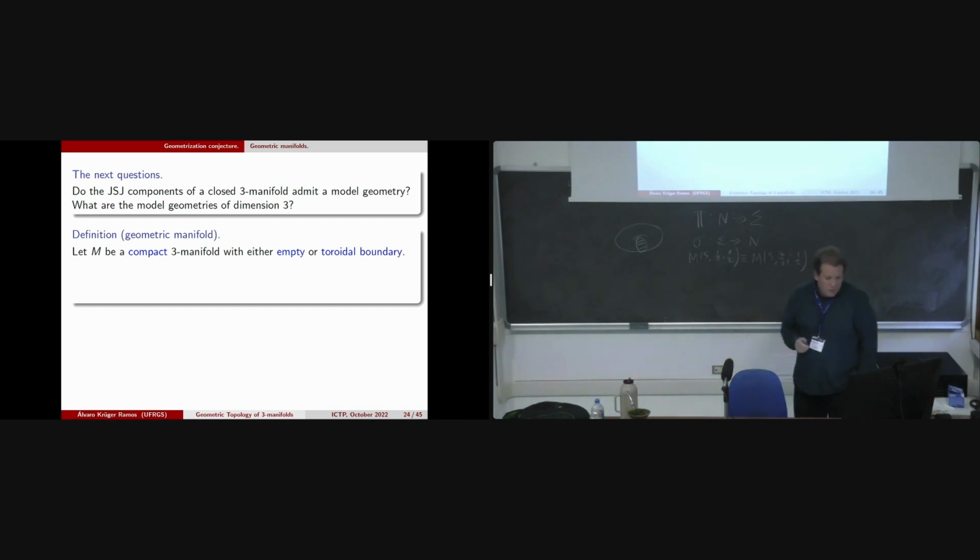Now, remember, we are looking at the JSJ components. The JSJ components are compact manifolds with toroidal boundaries. So that's going to be the basic space to define geometric manifolds. So let M be a compact three-manifold with either empty or toroidal boundary.